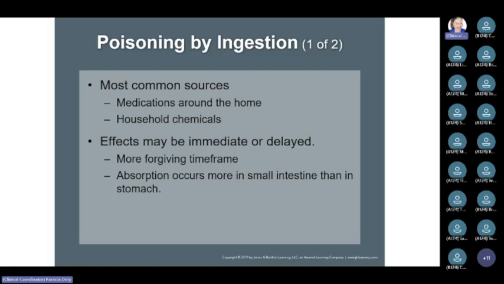There are some indicators that are super obvious, like partially chewed leaves, missing berries, stained fingers, lips, and tongue, empty pill bottles, things of that nature. Your patient can complain of a sudden onset of stomach cramps. They can have nausea, vomiting, diarrhea out of nowhere, right? There are a lot of different effects that could be immediate or they could be delayed. And a lot of the absorption does occur in the small intestines rather than in the stomach.